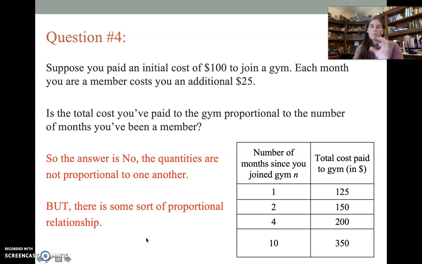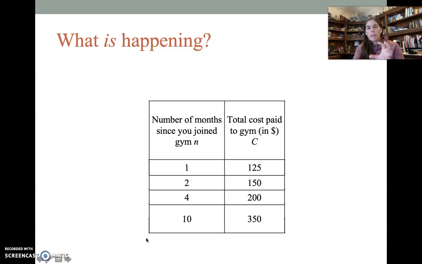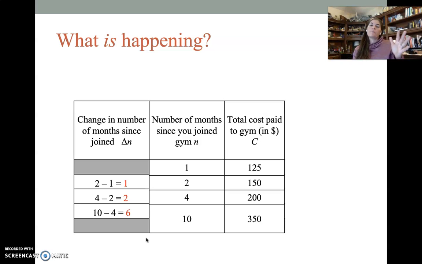So in this problem with this table, one thing we could do is say, okay, instead of looking at just the number of months and the total cost paid, we can take a step out in our table. Instead of talking about the number of months, let's talk about how the number of months since you joined changed. That little triangle there is just a shorthand for change. So if I was at the gym from 1 month to 2 months, that's a change of 1 month, right? I could do 2 minus 1, I get 1. Or if I went from 2 to 4, 4 minus 2 is just a change of 2 months. I've been there that much longer. From 4 to 10, right? That's 6 more months that I've been there.